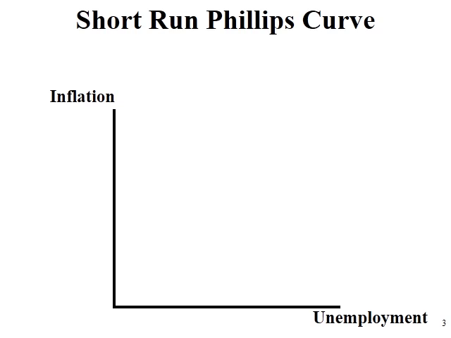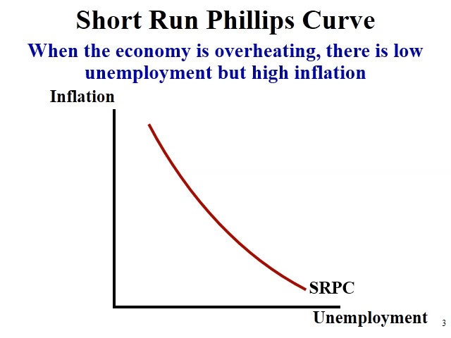Now again, a couple of things we can point out about the graph already. We can see how we label our axes. We have inflation and then unemployment down across the bottom. And what we see is we have a downward sloping curve. Our short run Phillips curve is a downward sloping line because again there's an inverse relationship between inflation and unemployment.